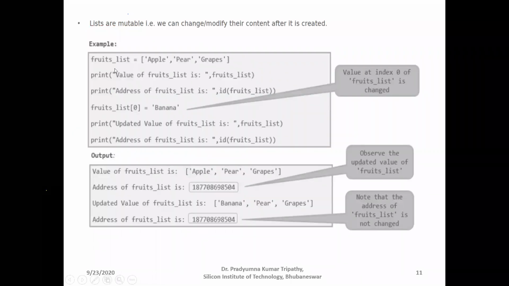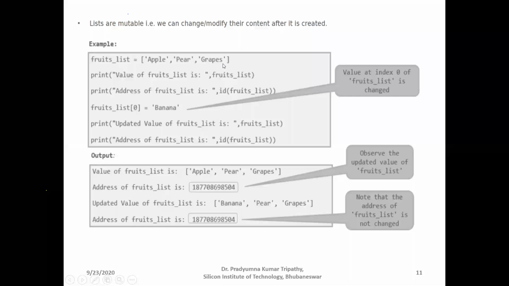Okay. So now you have apple, pear, and grapes. The value of fruit list means it will print all of these, right? Because I have given that list name, so it will print the entire thing. If I want to print the address, which function will I use? ID function. When you print this, it gives the value of fruit: apple, pear, grapes. What is the address? Suppose this is the address that we get.